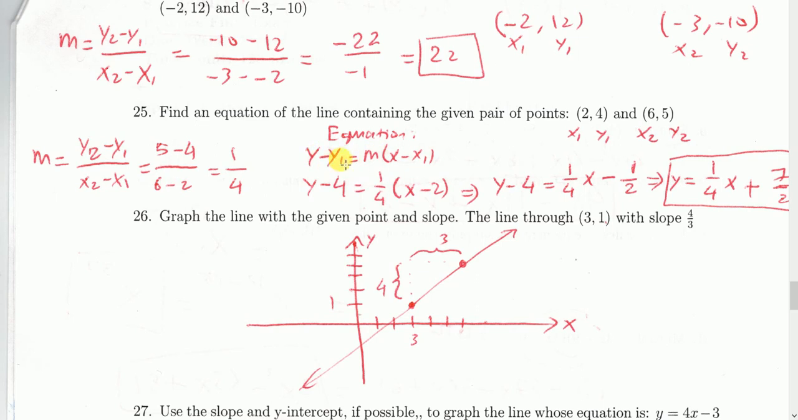So rewrite this equation using the values here. y1 is 4, so y minus 4 equals m, which is 1/4, times x minus x1, which is 2. Now we can multiply 1/4 to the parentheses here. So 1/4 times x, and 1/4 times minus 2 gives you minus 1/2. In order to solve for y, we add 4 on both sides. So 4 added to the right side gives me 7 over 2. So this is the slope-intercept format.